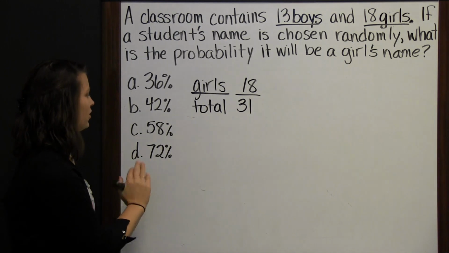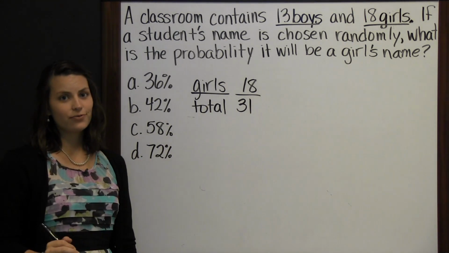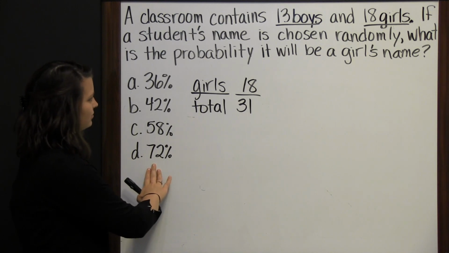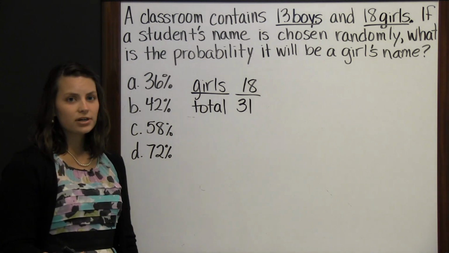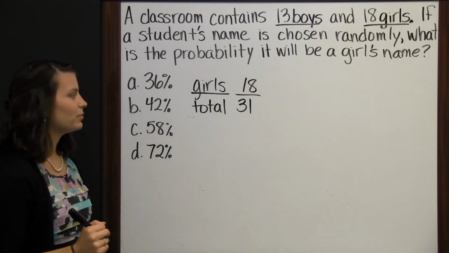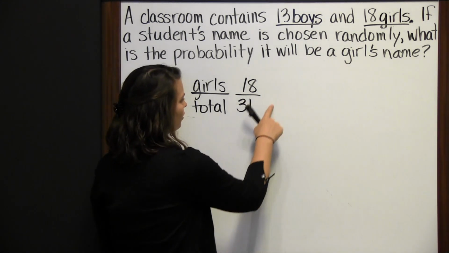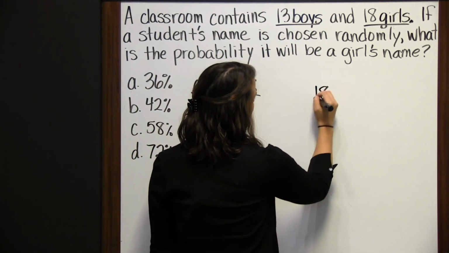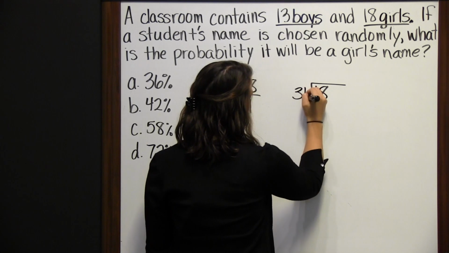If we look at our answers though, our answers are not in fraction form. Our answers are all in percentage. So we need to convert our fraction into a decimal and then into a percent. So to convert our fraction into a decimal, we just divide 18 divided by 31.